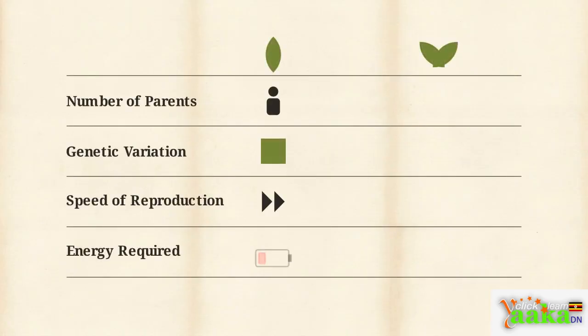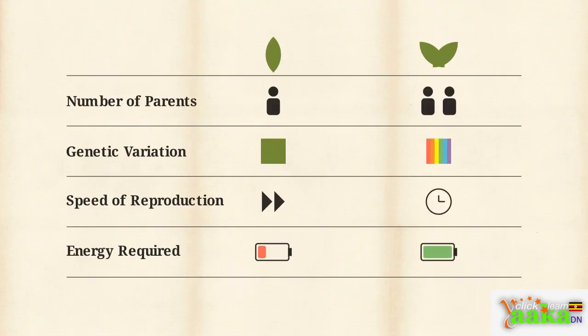Asexual reproduction needs one parent, offers zero genetic variation, acts fast, and requires low energy. Sexual reproduction demands two parents, creates high genetic variation, is slower, and needs high energy. Take a screenshot now. It's your definitive cheat sheet.